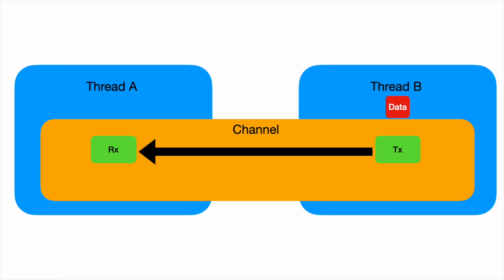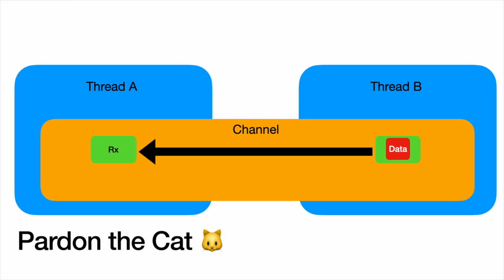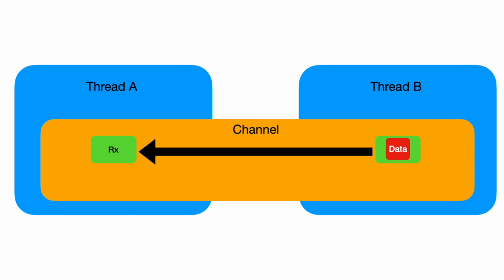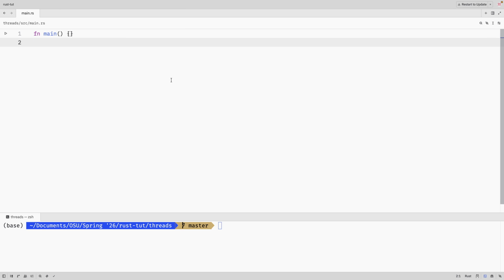So we can have some data on our thread B, and we can send that with the transmit instance that is now owned by thread B, and we can pass ownership of that data to this send method on the transmit instance. By doing so, we're effectively putting it in our channel buffer, which our receiving end can then get out and consume. So without further ado, let's get cracking.